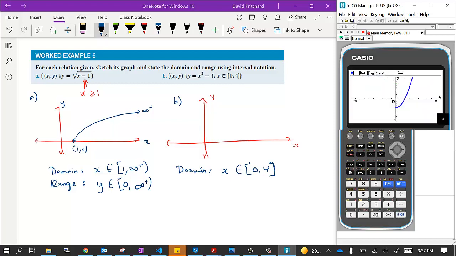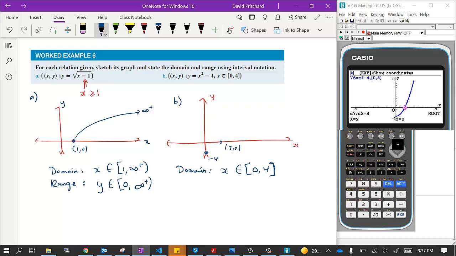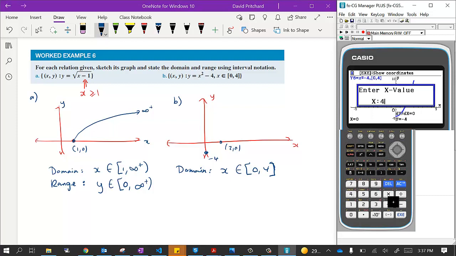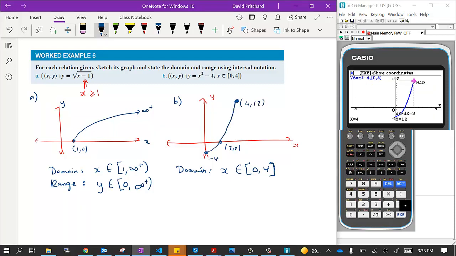And we'll draw that, and we can see straight away that yep, it does stop, and we can trace, and we realize our smallest value is -4. So let's put that in, -4 here. We can find our x-intercept if we want to. So we go solve root, and we get that it's at 2, 0. Not important for domain and range, but important for sketching. And if we trace, the biggest x value is 4, and we get 12 up here, so 4, 12. And there we go, there's our graph.